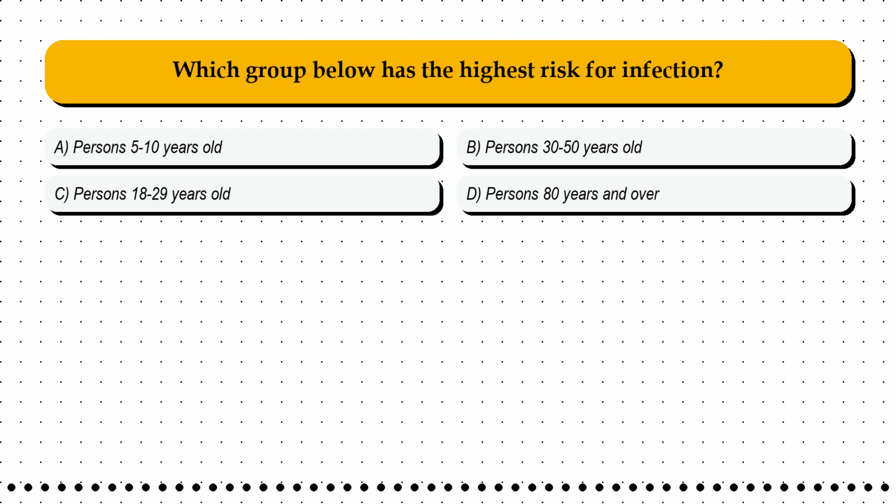Question 131. Which group below has the highest risk for infection? Option A, persons 5 to 10 years old. Option B, persons 30 to 50 years old. Option C, persons 18 to 29 years old. Option D, persons 80 years and over.